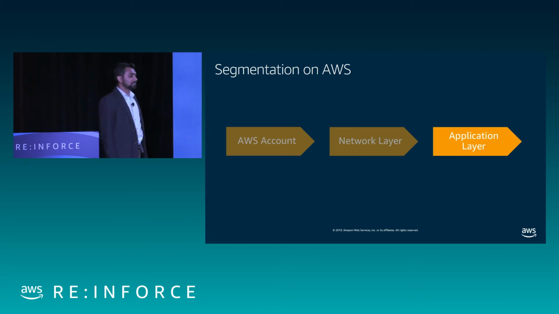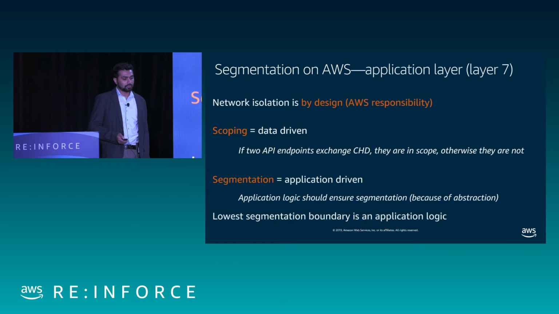Next up is the application layer. Now, Avik talked about the abstracted or containerized services. Those services operate at a different layer. They operate at layer 7, or the application layer. In AWS, everything is an API call. So no matter what service you are using, in the underlying architecture, it uses an API call. For these services, network isolation is achieved by design. So that's AWS's responsibility in the shared responsibility model.